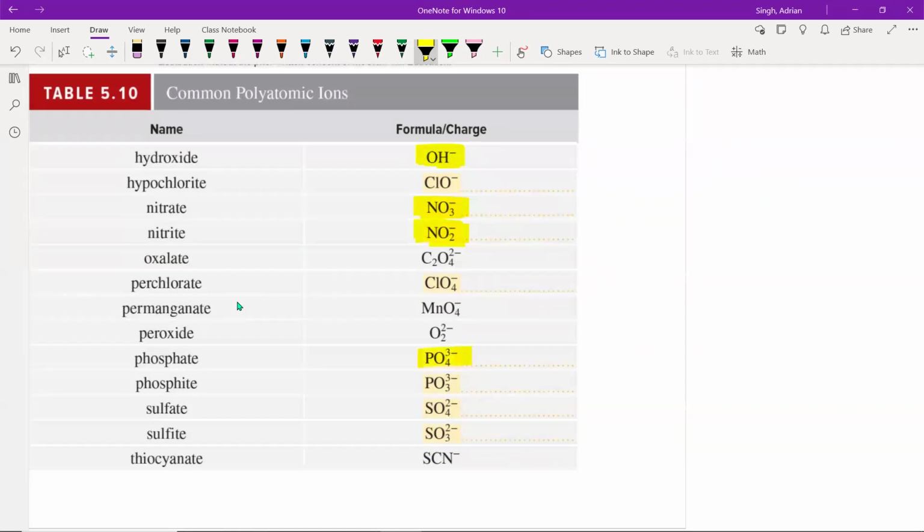We have phosphate, PO4 with a 3 minus charge. We have phosphite, PO3 with a 3 minus charge. We have sulfate, SO4 with a 2 minus. We have sulfite, SO3 with a 2 minus.